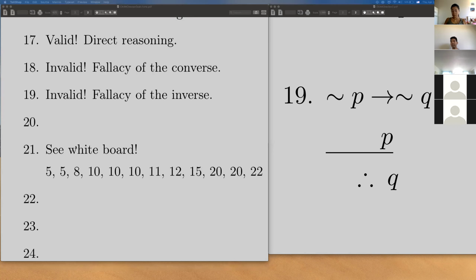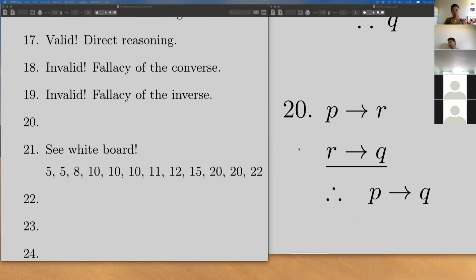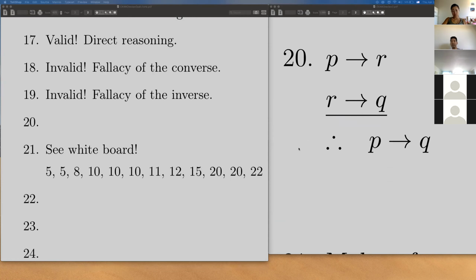Okay, and the last one of this type, number 20. So we have what's looking like a chain, right? Either it's going to be a false chain or it's going to be a transitive reasoning, because I got two arrows here. Following the arrows from P to R, then from R to Q. That looks okay because the R's match. Then I have to check the conclusion. Does the conclusion go in the right direction? It goes from P all the way to Q. Yeah, that's valid. That's a transitive reasoning.